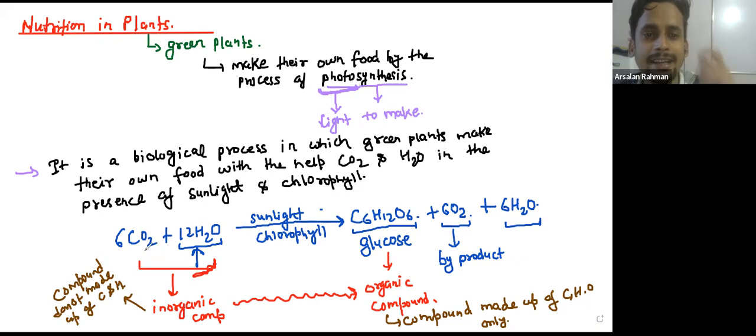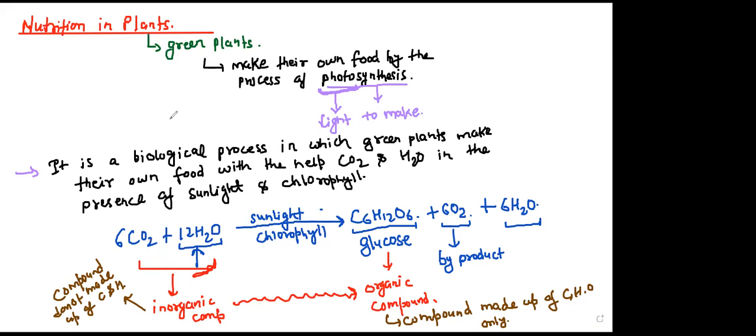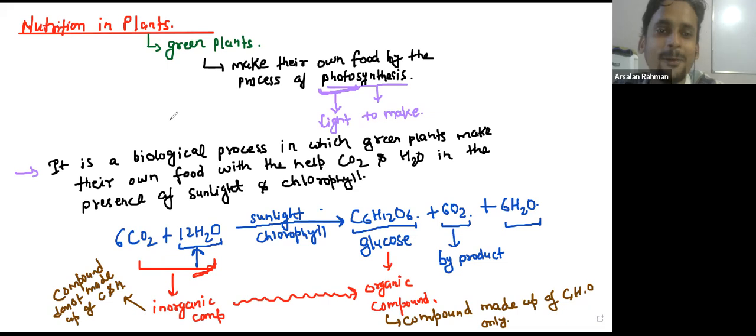What do you say, is carbon dioxide an inorganic compound or an organic compound? Carbon dioxide is made up of carbon, no? So it is organic or inorganic? Organic. No, beta, for an organic compound, hydrogen must be present, right? So in carbon dioxide, there is no hydrogen. That's why carbon dioxide will be considered an inorganic compound. Carbon and hydrogen are a must.